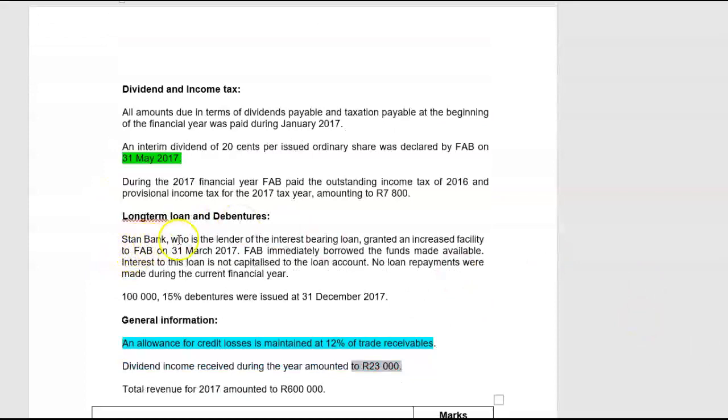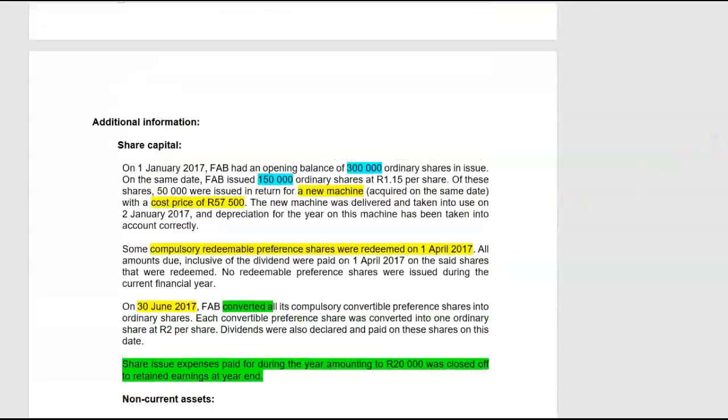Now, Stan Bank, who is the lender of the interest-bearing loan, granted an increased facility to Fab on 31 March 2017. Fab immediately borrowed the funds made available. Interest on this loan is not capitalized to the loan account. No loan repayments were made during the current financial year.